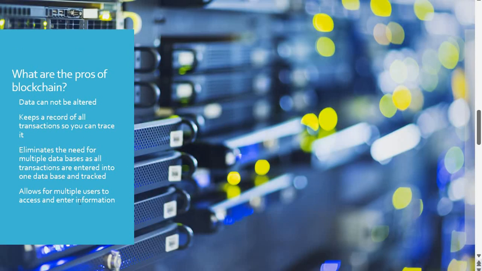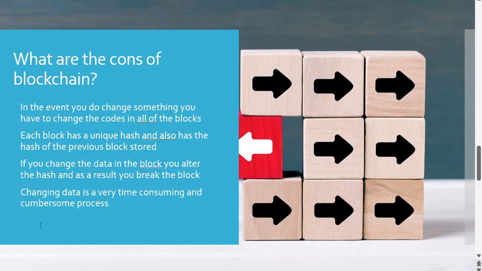So the pros of blockchain is the data cannot be altered. Once the record is put into the blockchain, it is set. It keeps a record of all transactions so you can trace it, and it does eliminate the need for multiple databases since transactions are entered into one database and tracked. The way blockchain works is each block has a unique hash and also has the hash of the previous block stored. So if you do change something, you have to change the code in all of the blocks. It becomes very cumbersome, so you really don't want to try to alter information in there.